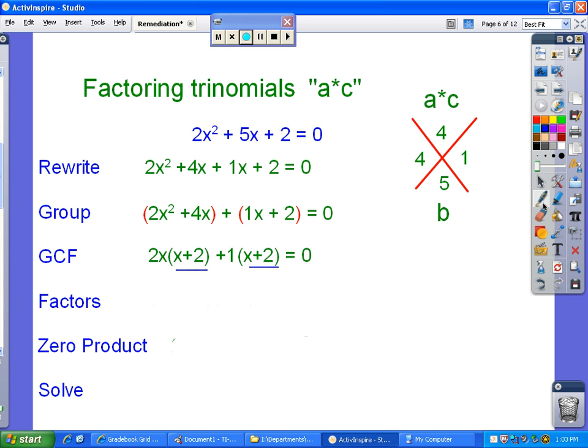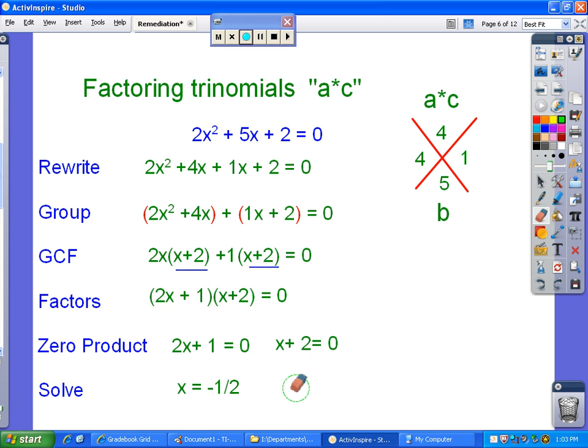Alright, let's write the factors. So the outsides come together to make one factor. So that's 2x plus 1, and then my repeats make the second factor. So there it is factored. Now to solve it, I want to use the zero product property and set each factor equal to 0. So I've got 2x plus 1 equals 0 and x plus 2 equals 0. Solve both for x. So my answer is x is equal to negative 1/2 and x is equal to negative 2.